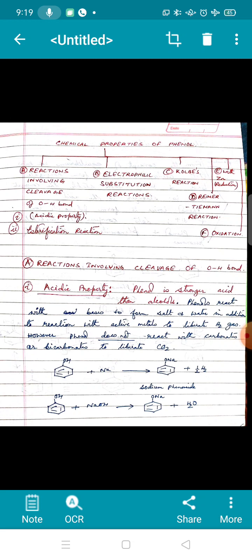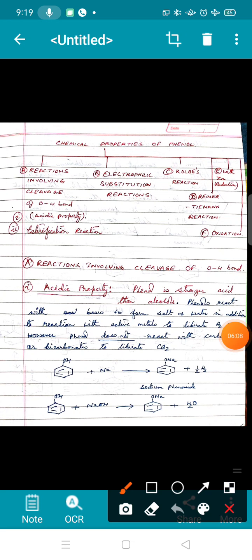Phenol, the first set of reactions involving cleavage of OH bond, and just like alcohol, the first property is acidic property. And you can check, phenol is a stronger acid than alcohol. So in alcohol we have seen alcohols react only with sodium or active metals to liberate hydrogen. The other two properties of acids are not exhibited by alcohols. But phenol, being little stronger acid, it reacts with active metal to liberate hydrogen. It also reacts with base to form salt and water. So please remember, that is how it is different from alcohols.